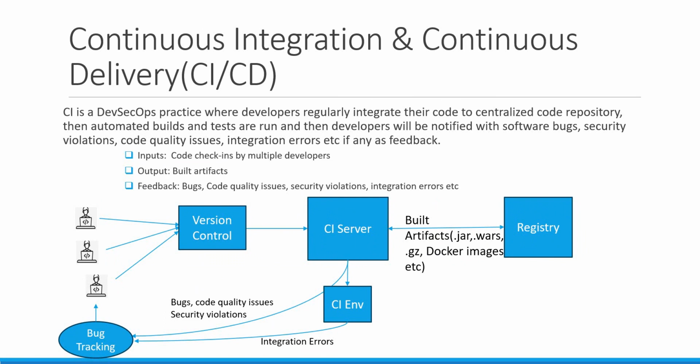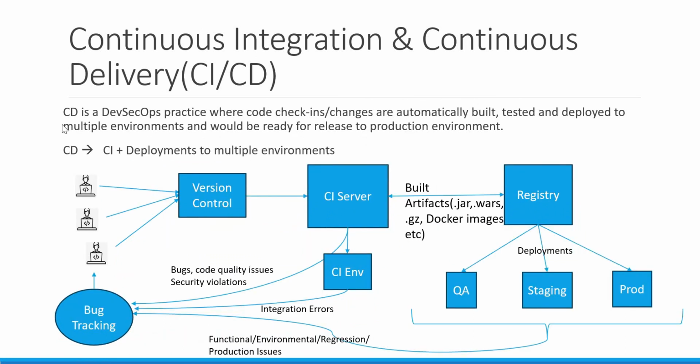Now let us discuss continuous delivery. Continuous delivery is an extension of CI, and it is another DevSecOps practice where the code check-ins or changes by multiple developers will be automatically built, tested, and deployed to multiple environments, and it would be ready for release to the production environment. So it is basically CI plus the deployments to multiple environments. Here we can see as part of CD, the artifacts in the registry will be deployed to multiple environments like QA, staging, and so on.